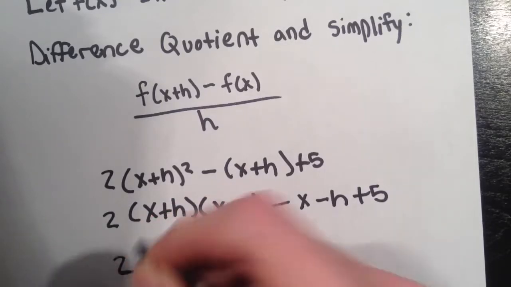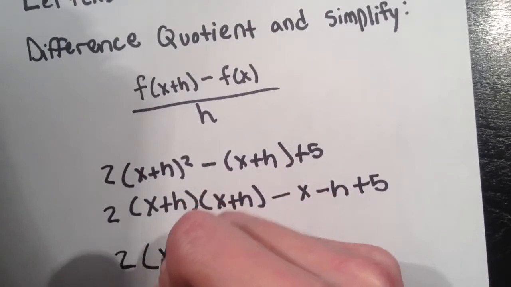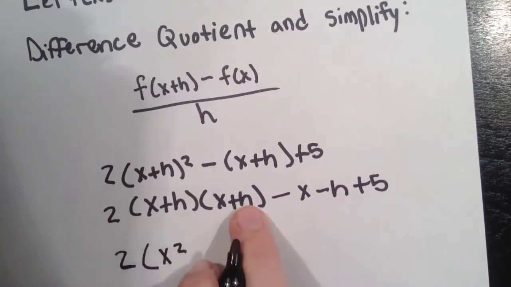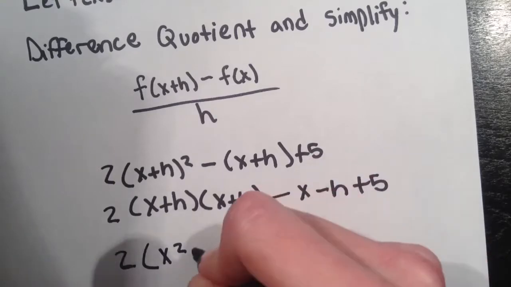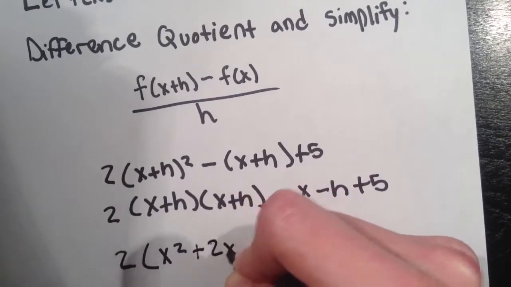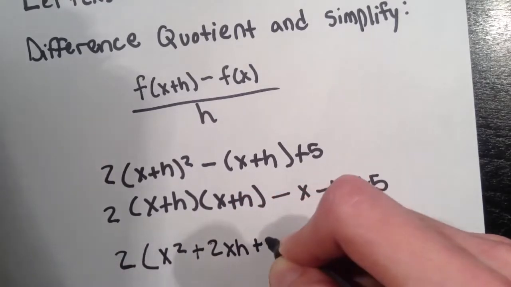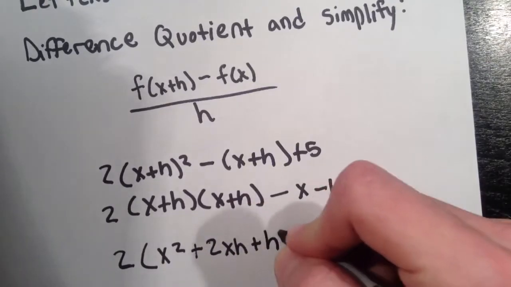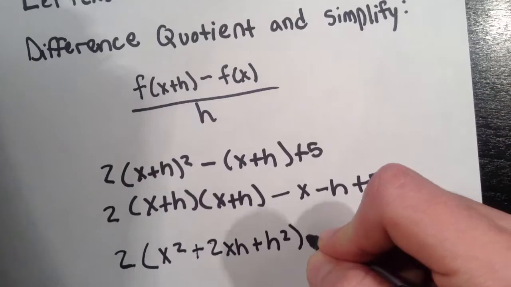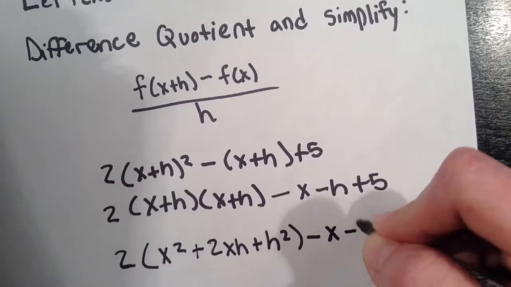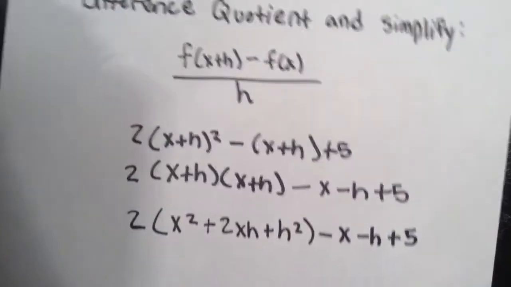Next, you're going to want to FOIL these. First put out the 2, and this will be x squared. You're going to have a positive xh plus another positive xh, you're going to have 2xh plus your last two, which are h squared. And then close the parentheses, and then just add on the minus x minus h plus 5.